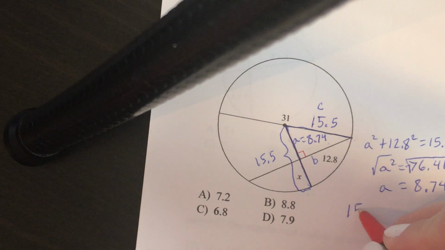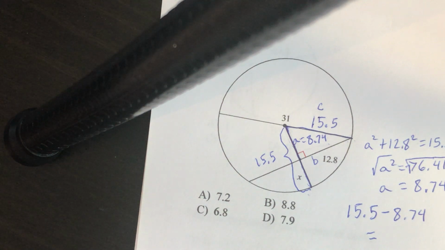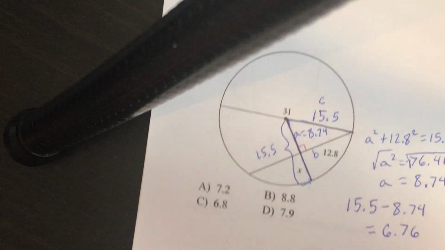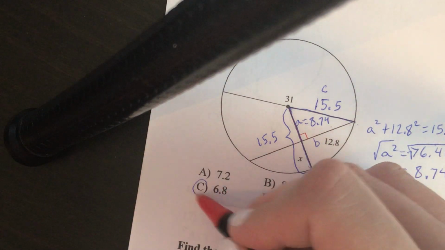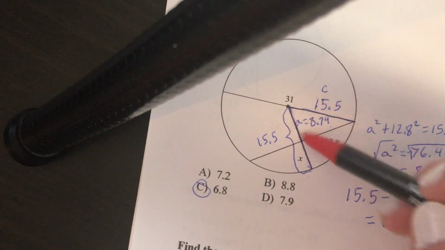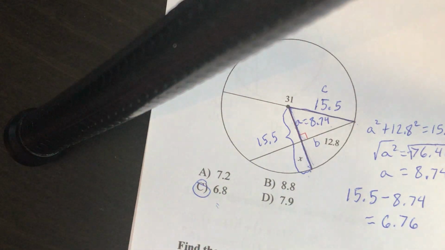Okay, so I know this is 8.74 and I know this whole length is 15.5. So I'm going to take 15.5 and subtract 8.74. So this is like 6.76, which will round up to 6.8. And now, since we know this whole distance was 15.5, and we know this part is 8.74, we can conclude that x is equal to 6.8.